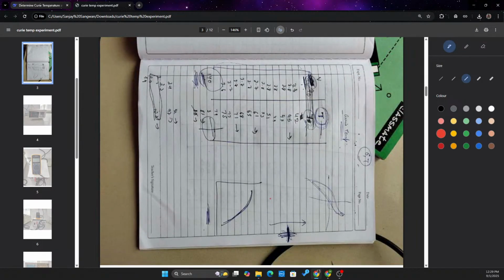And this is the graph which we will be plotting, which is a V versus T graph, and it will be something like this in shape. As I have already said, we stop at 140 degrees, as it will give the horizontal graph of the hysteresis loop.